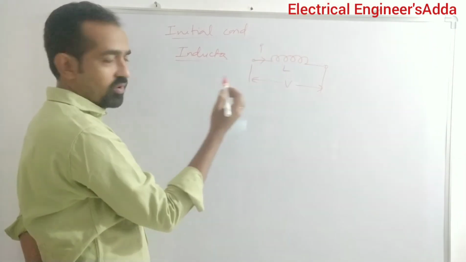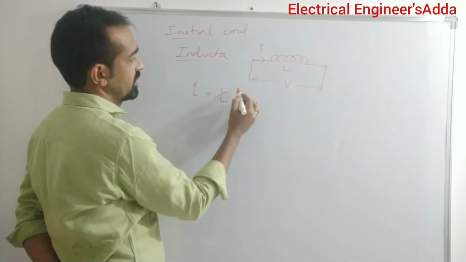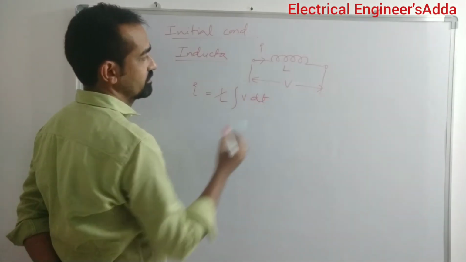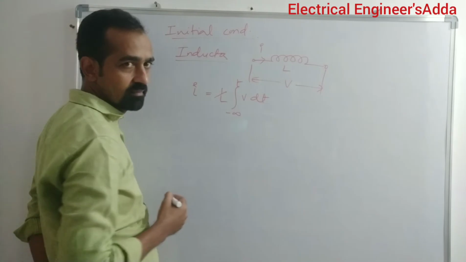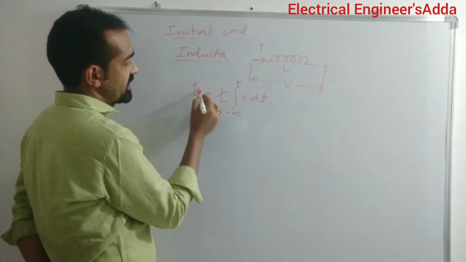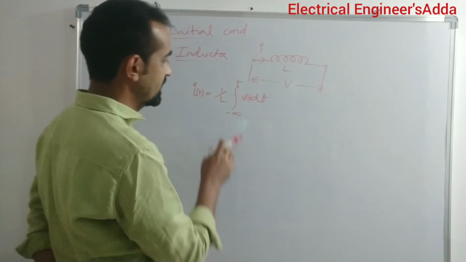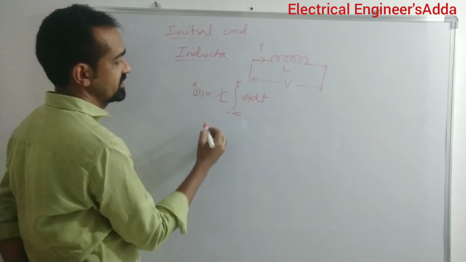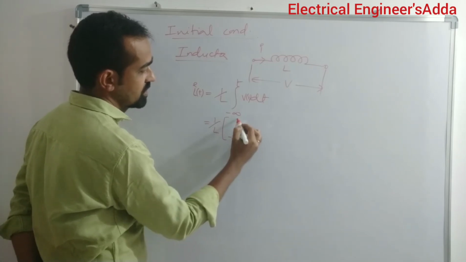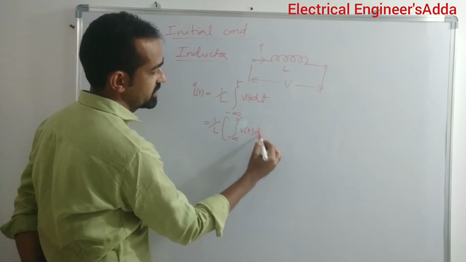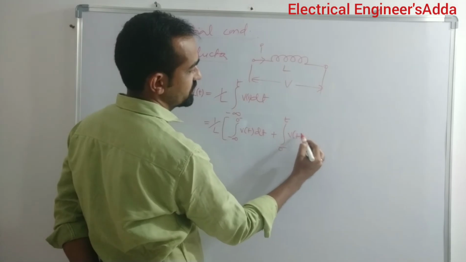If we take the current flowing through inductor, I is equal to 1 by L integration of V into dt. Okay, here the limits are minus infinity to t. Okay, this is I of t is equal to 1 by L integration of V of t into dt. Okay, the limits are minus infinity to t. Okay, these limits are split into two parts. Here minus infinity to 0 minus V of t into dt plus here 0 minus to t V of t into dt.